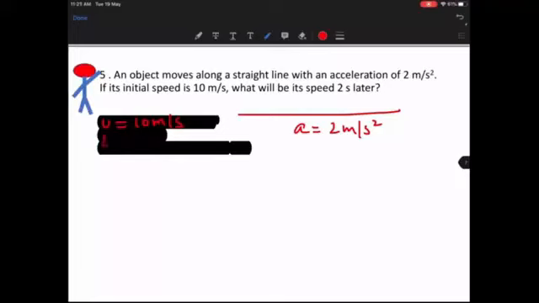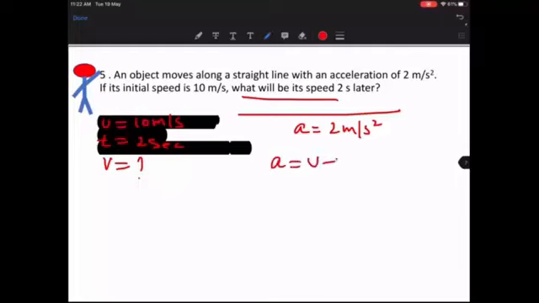So what is given? Time is equal to 2 seconds. He is asking you speed, which means he is asking you your final velocity. You know A, you know U, you also have time. Which formula will you use to solve this? I want an answer from all of you. What is the formula here that you will use?